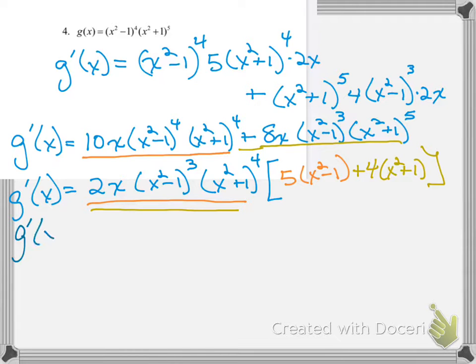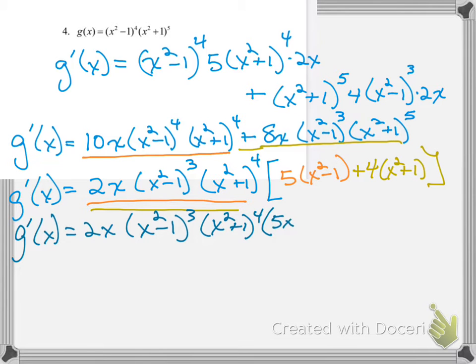So I know I'm doing a lot of rewriting here. Okay, so this has not changed. This is exactly what I had. Now let's see what I have here. I'm going to introduce a paren. I'm going to distribute. So I have 5x squared minus 5 plus 4x squared plus 4.